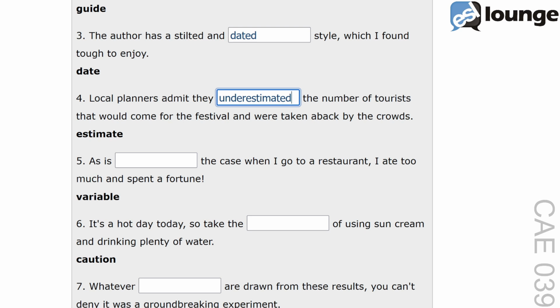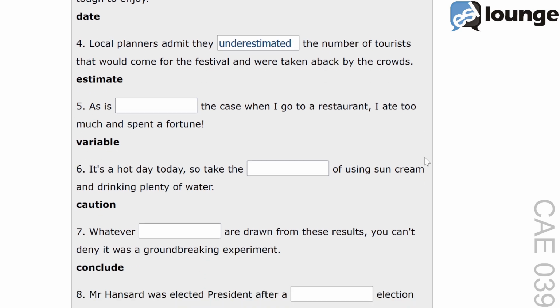On to question 5. As is blank, the case when I go to a restaurant, I ate too much and spent a fortune. The base word is variable. The correct form here is invariably. Invariably is an adverb that means in every case or on every occasion, always. It implies that the action happens without fail. For example, she invariably checks her emails first thing in the morning.